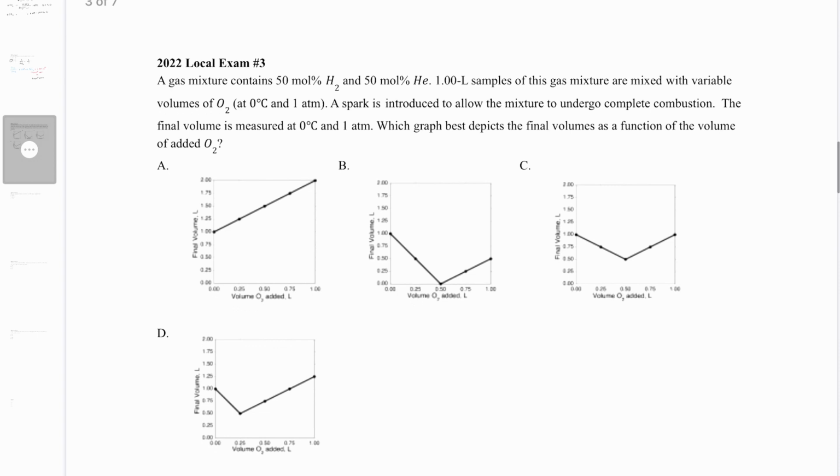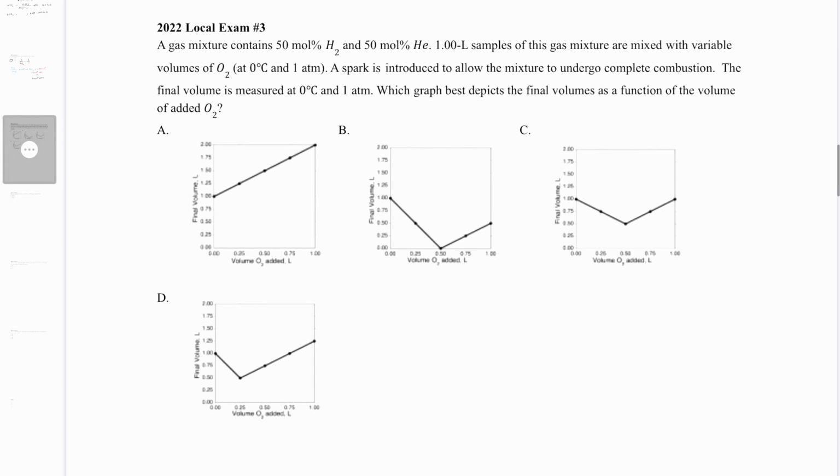A gas mixture contains 50 mole percent hydrogen and 50 mole percent helium. 1 liter samples of this gas mixture are mixed with variable volumes of oxygen. A spark is induced to allow the mixture to undergo complete combustion. The final volume is measured at 0 degrees Celsius and 1 atmosphere. Which graph best depicts the final volumes as a function of the volume of added O2?